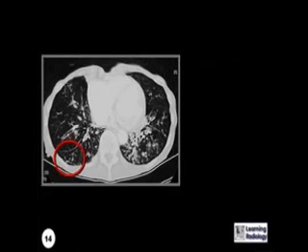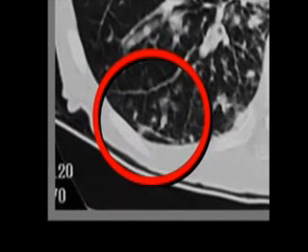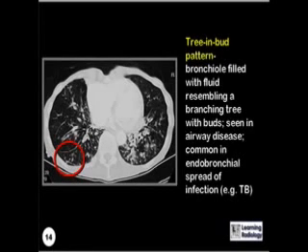What sign is demonstrated inside of the red circle? This is the tree and bud pattern, a bronchiole filled with fluid, pus, or the like, resembling a branching tree with buds. It's seen in airway disease and is relatively common in endobronchial spread of infections such as tuberculosis.